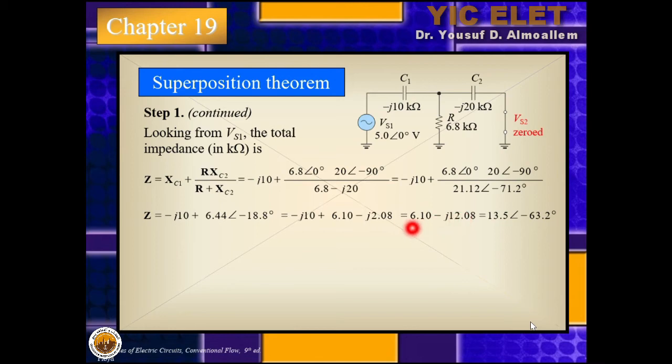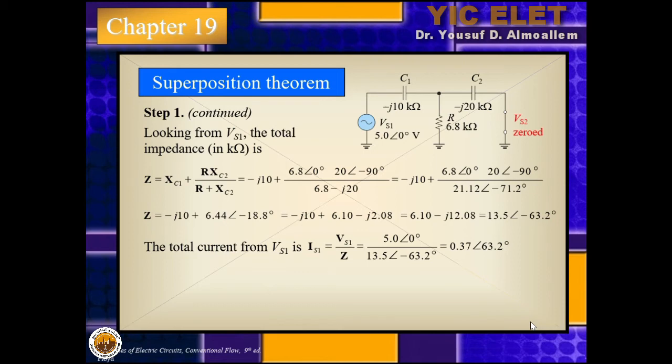And finally I got this, which is the Cartesian representation, rectangular representation, as well as the polar representation of the total impedance. Now, after that, I have to find out, using this, what is the total current for the voltage source number 1. So the IS1 will be equal to VS1 over Z. The total impedance comes over here, and this is the VS.